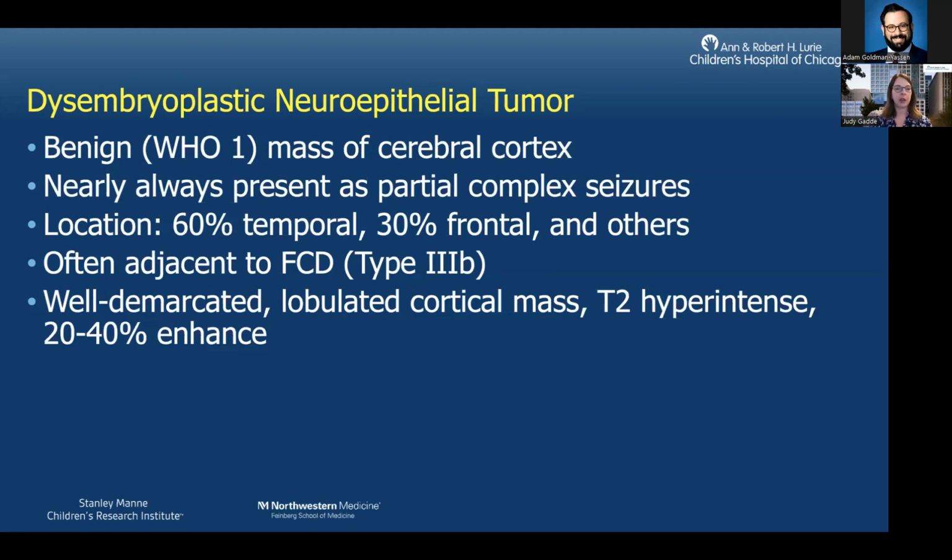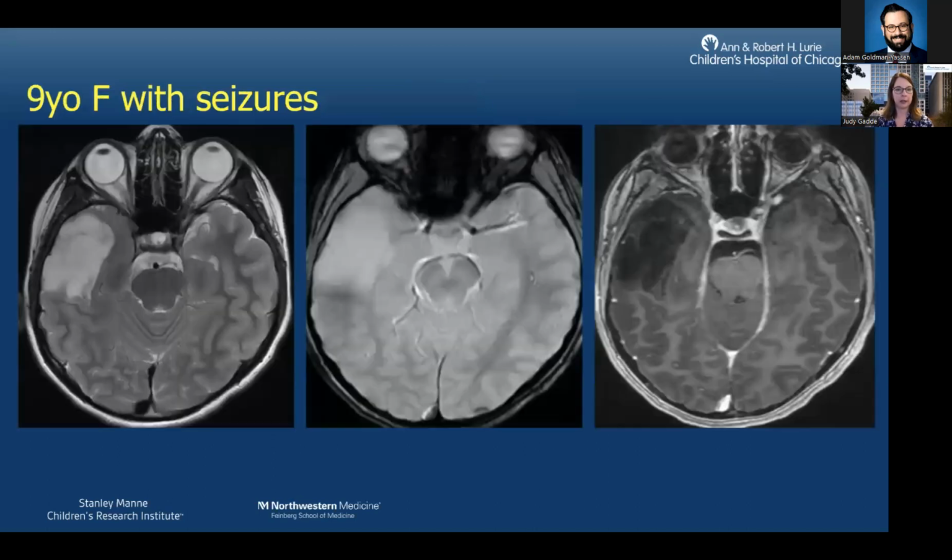And DNET often will be well demarcated, lobulated, or you might hear people refer to it as a bubbly cortical mass, and bubbly in the sense that it's T2 hyperintense. And again, the majority of these tumors I'm going to tell you about today can enhance. They may or may not enhance. It doesn't make too much of a difference in regards to differential if it enhances.